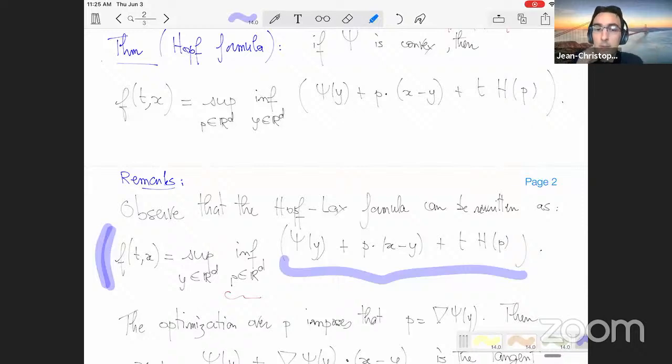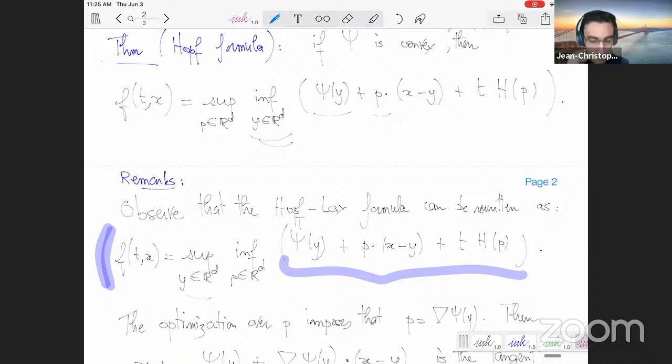So there's a question in the chat. This, the fact that P is equal to grad psi of Y, is what you get when you optimize over P first. Okay. No, sorry, I got it wrong. Yeah, it's when you optimize over Y. Yeah, no, I think I did say it right. When you optimize over Y, you get grad psi of Y. Okay, so sorry, I think I said it wrong, at least in some instances. So here you optimize over y first, and so it's clear that grad psi of y is equal to p.